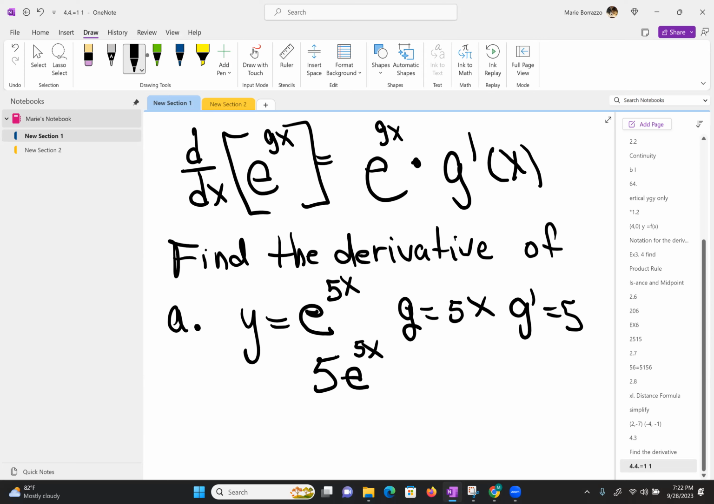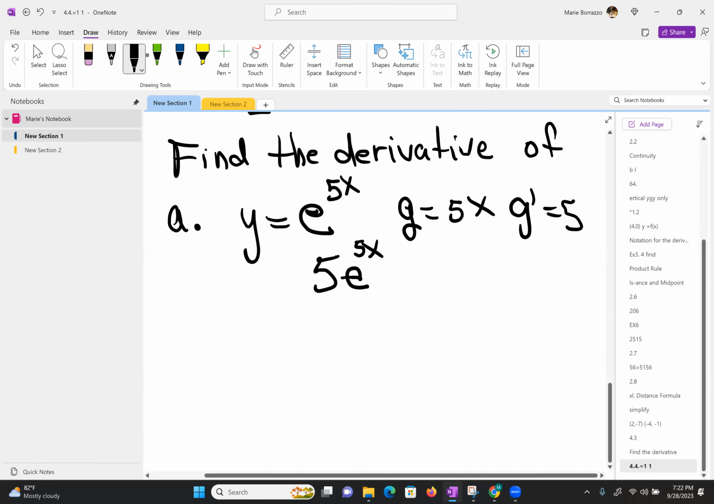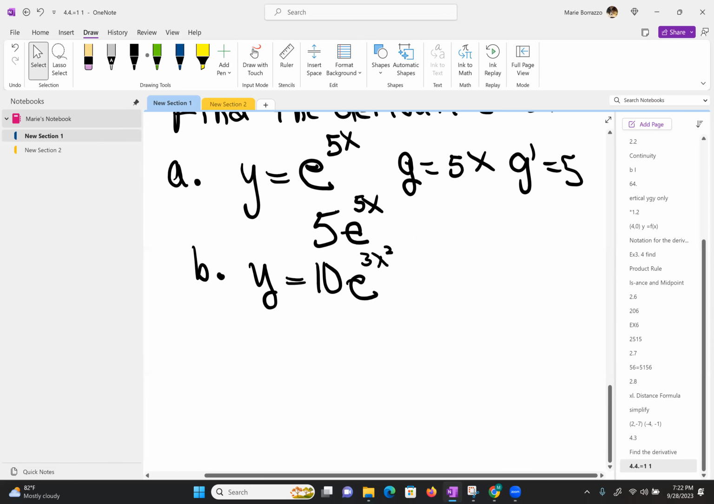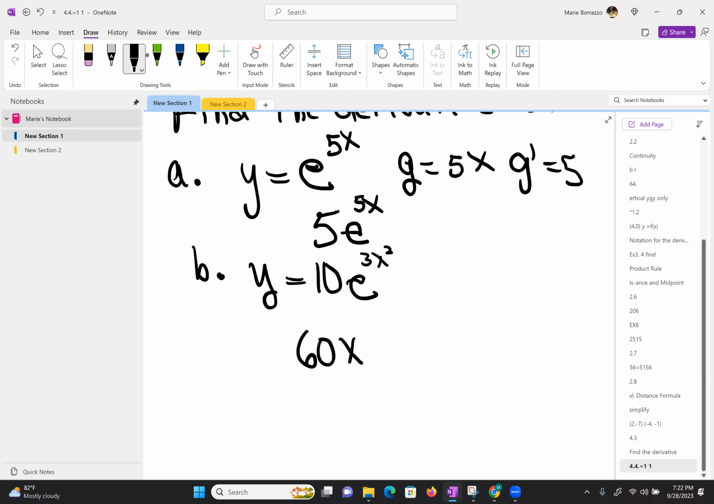Okay, let's look at example B. I'm giving you in this one, y is equal to 10e, and the e is raised to the 3x squared. So if we follow the steps, this is going to end up being 60xe raised to the 3x squared.